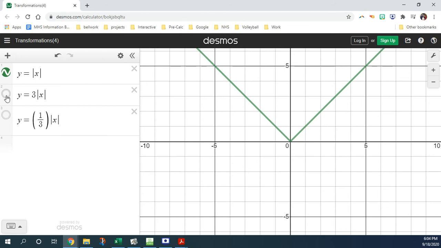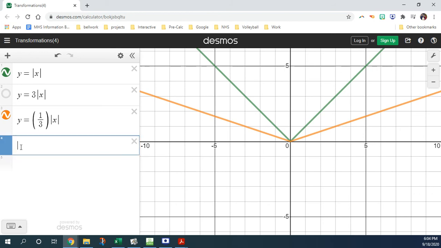So if I have a 3 on the outside, notice that our graph has been stretched away from our x-axis. And so it's going to have a steeper slope, basically. If I put that 1/3 on there instead, now we have been compressed towards our x-axis instead, or it has a not as steep of a slope.